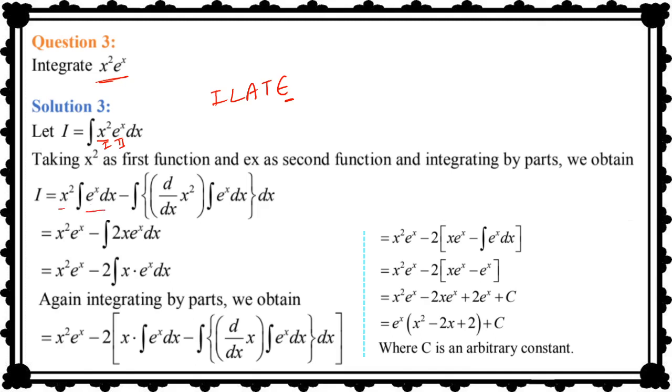Right, first integral of second: the integral of e power x is e power x only, minus integral of derivative of x square, which is 2x, and integral of second, e power x. Now the constant 2 goes outside, and here again we have to apply by parts. So again we will take first and second and then integrate, and this is the final answer.